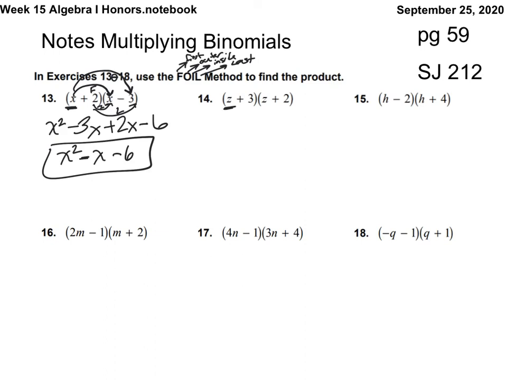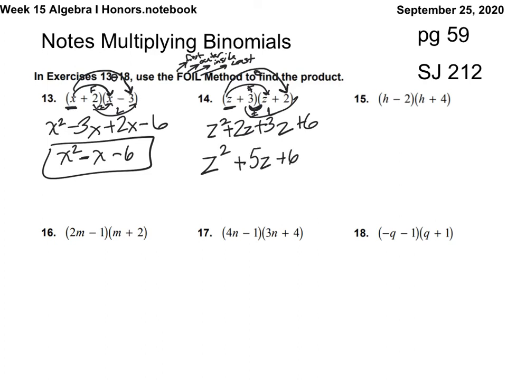Next, first terms. Z times z, first terms. Z squared. Outside terms. Z times positive 2. Positive 2z. Those are outside. Inside terms. 3 times z. 3 times z is positive 3z, and then last terms. Positive 3 times positive 2 is positive 6. Combine like terms. Z squared plus 5z plus 6. That's the answer to number 14.